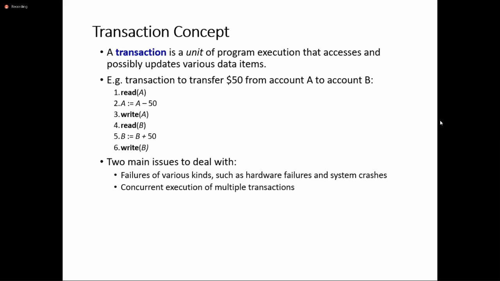Now you can understand the simple transaction. The simple transaction is that we are going to transfer $50 from one account to another account, for example. Then read A transfers the data item A from the database to a variable called A, the account, in the buffer in main memory belonging to the transaction that executes the read operation.